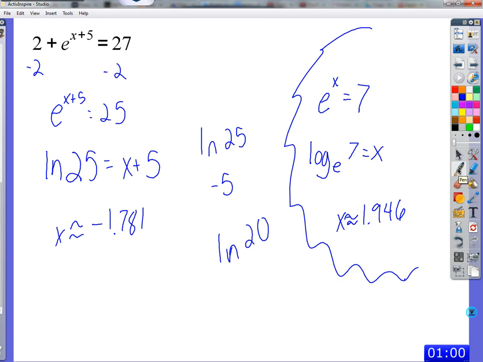Questions from that, from the homework, from anything?